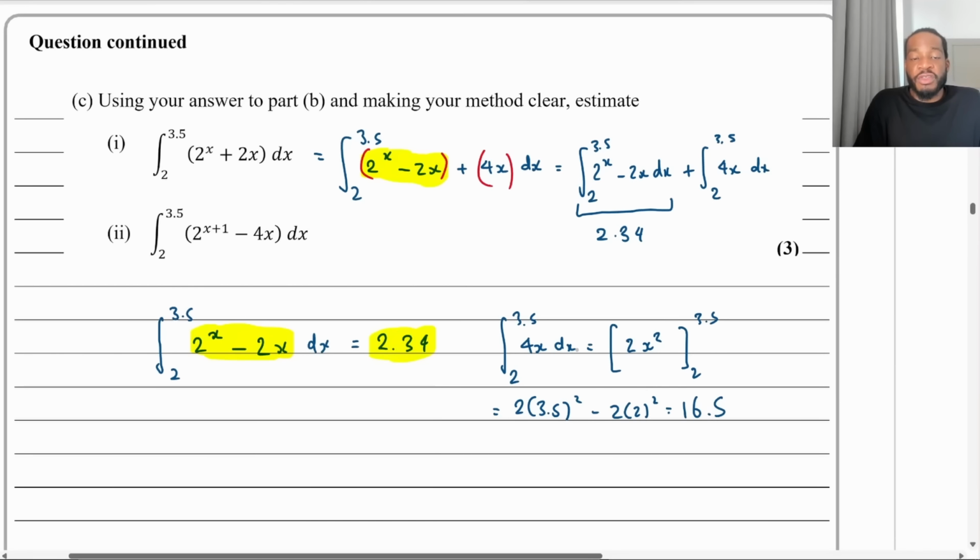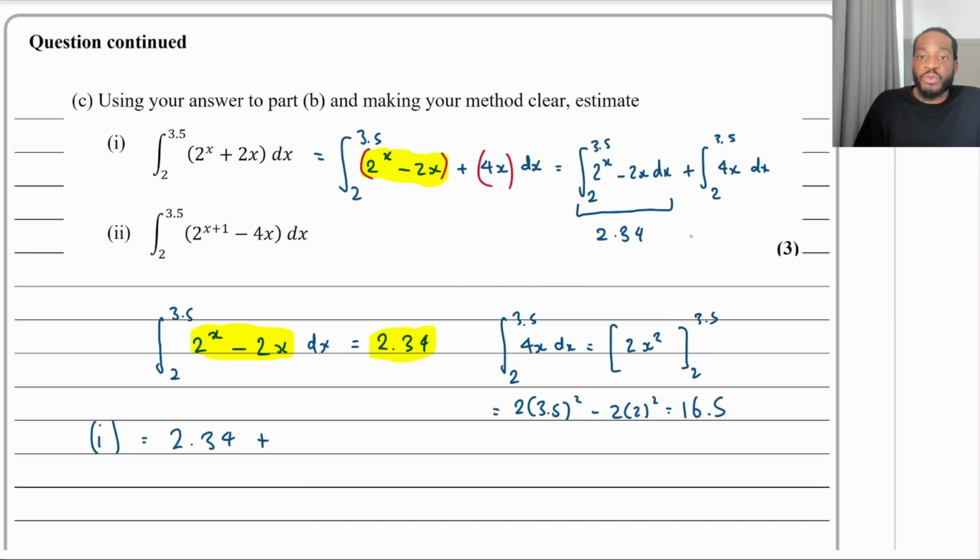So therefore, the answer to part I is going to be equal to the integral of 2 to the x minus 2x, which you know is 2.34, plus the integral between 2 and 3.5 of 4x, which you've just figured out to be 16.5. Okay? So it's going to be 2.34 plus 16.5, which is going to be 18.84. That will be I, and that is how you go about doing these questions.